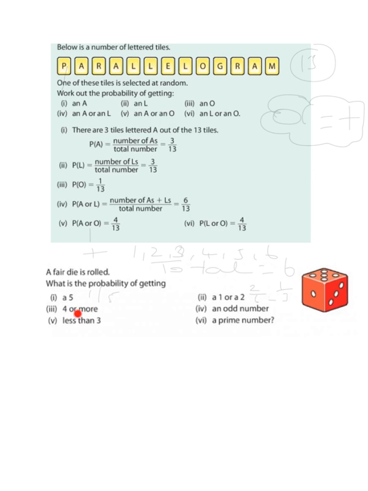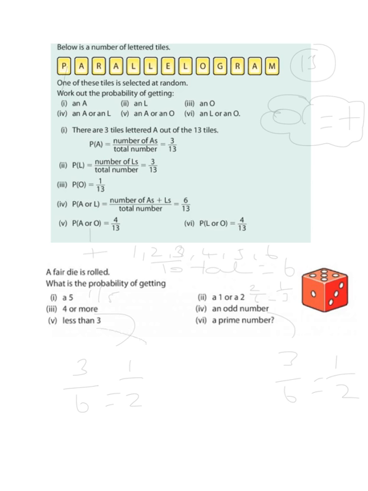The next guy is 4 or more, so it's 4 and greater than 4, so it's 1, 2, 3. So again, that would break down to 3 out of 6, which would be a half. Okay, so the next one is an odd number. So an odd number is a number that is not divisible by 2. So in 1 to 6, it'll be 1, 3, and 5. So again, that would be 3 out of 6, which would break down to a half.